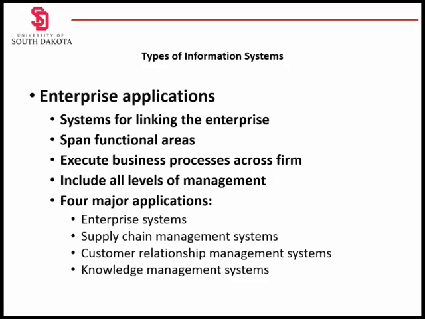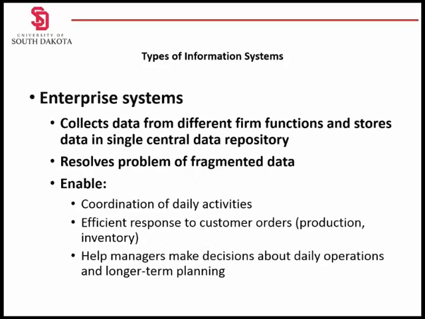The following sections are an overview of 4 major enterprise applications: the enterprise system, supply chain management, customer relationship management, and knowledge management system. We'll also study each of these systems in depth in future chapters. Enterprise systems, also known as enterprise resource planning systems, are used to bridge the communication gap between all departments and all users of information within a company.